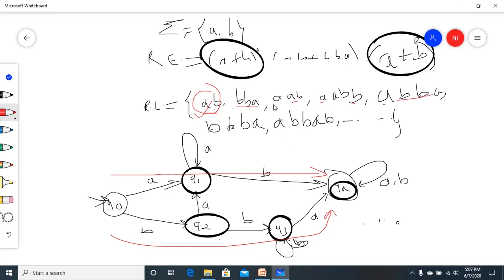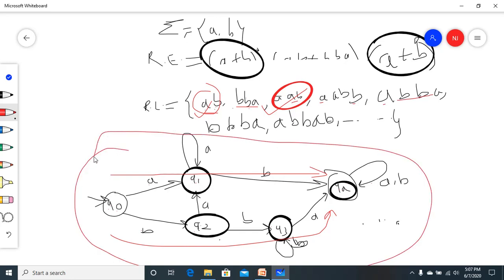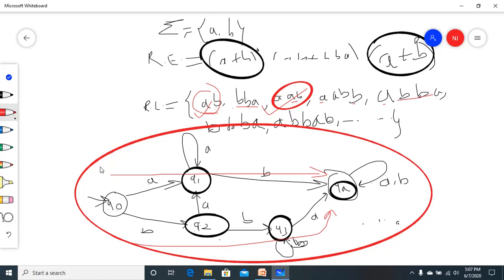What about AAB? We are in Q0 state, we read the first character, we move to Q1. In Q1, we read the second character A, it remains in itself. In Q1, we read the last character B, we move from Q1 to the final state. This AAB is also acceptable. Okay? So this is the correct design for the given problem: strings containing either AB or BBA.